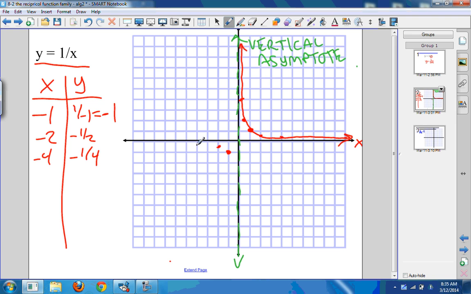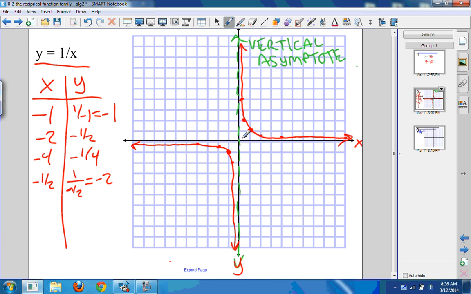So you can see it's happening exactly what happened over on this side. This is going to go and go and go and get really close to this line, but never actually touch it. And if we put in, say, a -1/2, then we get 1 over -1/2, which is equal to -2. You'll see it's doing the exact same thing that it did up here. It's going to go down, down, down, and never actually touch this y-axis. So we have a vertical asymptote.